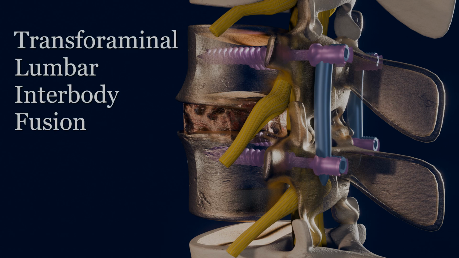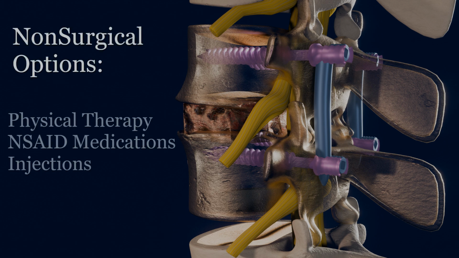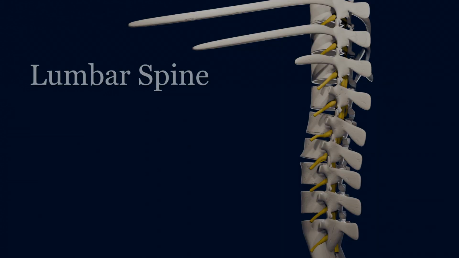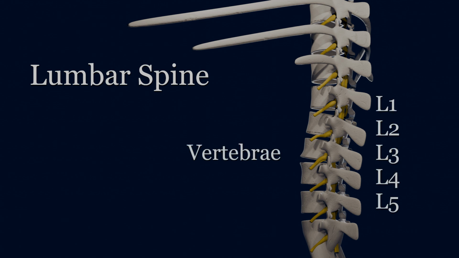Transforaminal lumbar interbody fusion is a surgery for chronic low back pain due to intervertebral disc disease that is unresponsive to conservative options. These options include physical therapy, non-steroidal anti-inflammatory medications, and injections. The lumbar spine consists of 5 bones called vertebrae connecting the spine of the chest to the pelvis.